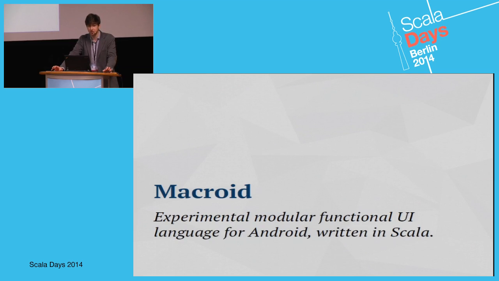But we are left with the two probably biggest problems, which is how to maintain interaction with the user, and how to adapt to different screens and different devices. So this is a library called Macroid, which I wrote, and it's an experimental modular functional UI language for Android, and it's written in Scala, so it's just a pure Scala library.